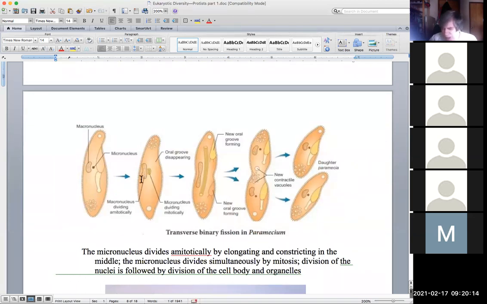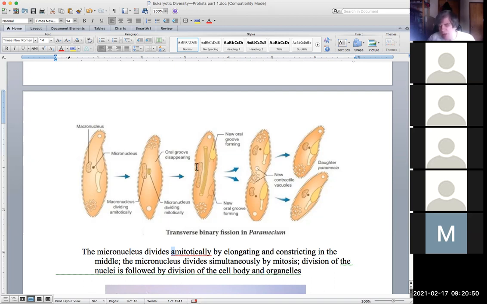And what we see is that the macronucleus divides amitotically. Now, when we say that the macronucleus divides amitotically, A at the beginning of a word means not or without, like asexual. So remember, this macronucleus, this large oval thing here, this is polyploid. It has lots of copies of the chromosomes. So it divides, and it divides basically just by stretching.